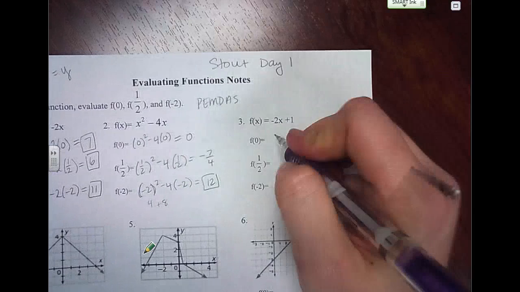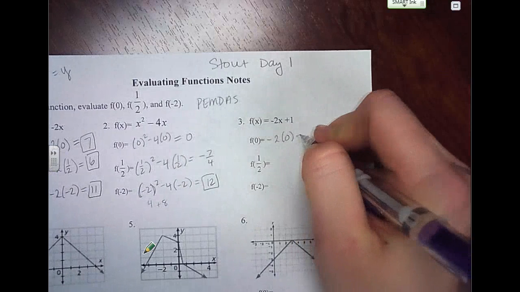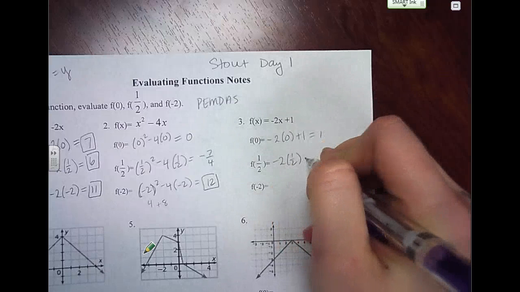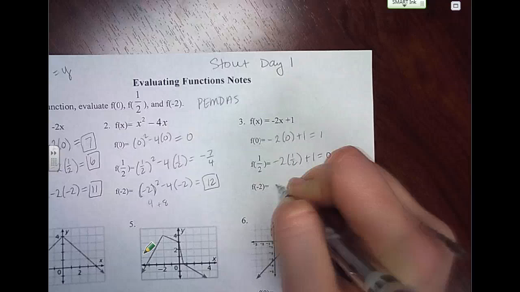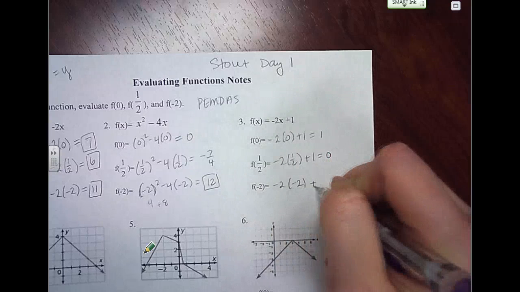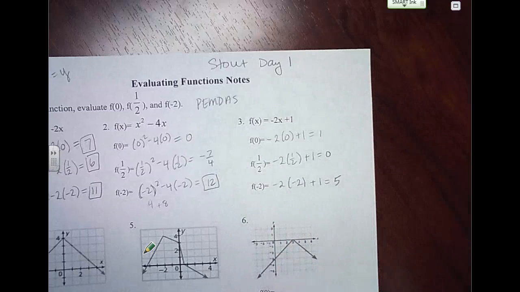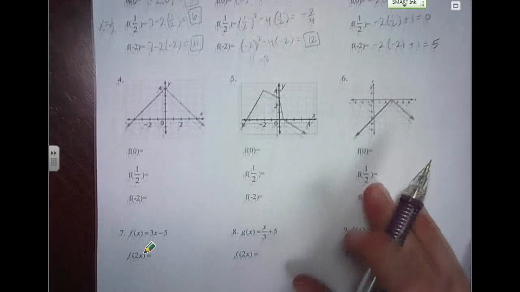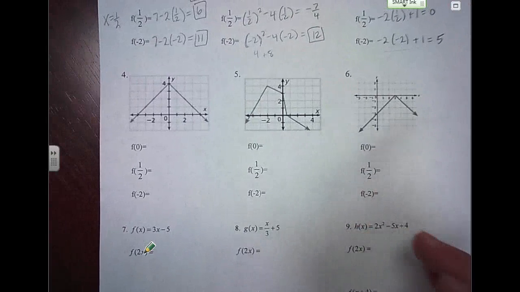And number 3, let's plug in 0. That equals 1. Plug in 1/2 equals 0. And plug in -2 equals 5. Now I know I went kind of fast on those, but there's not a lot of work to show. Again, you can put these things straight into your calculator. Okay, so number 4. Now here, it's the same exact thing.